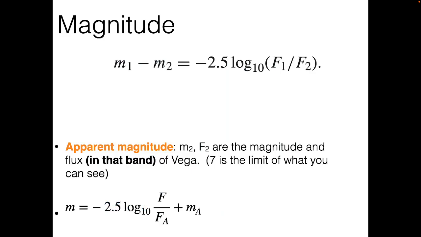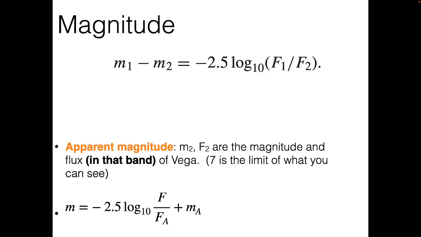Okay, so magnitude in general. A magnitude in general is m1 minus m2 equals minus 2.5 times log of f1 over f2. For the apparent magnitude, f2 is a fiducial star that we test, and m1 is what I actually measure. For the absolute magnitude, M is what the magnitude would be if we're at 10 parsecs, and m is the apparent magnitude, which is what you measure.